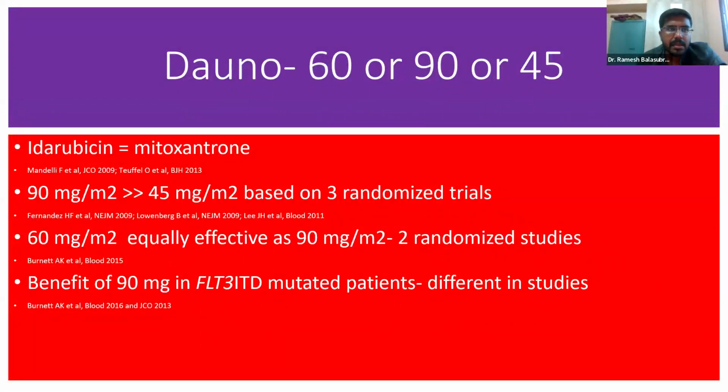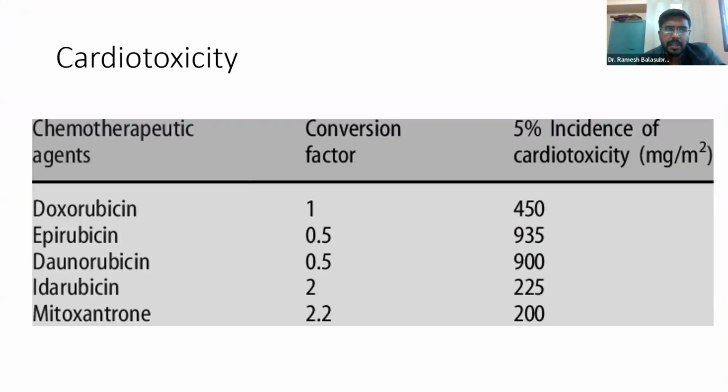Daunorubicin is an anthracycline. So what dosage do we have to use and which one to use? 60 milligram or 90 or 45 milligram per meter square. There are many randomized controlled trials. If you compare 90 and 45, 90 has shown superior results. And 60 milligram is equally effective as 90. So it's better we use 60 milligram per meter square, so the toxicity is lesser. And the benefit of 90 milligram is variable. It's different in different studies. And any anthracycline can be used, not necessarily daunorubicin. You can use idarubicin or mitoxantrone also, but take into consideration the cardiotoxicity and the cumulative dosage and how the conversion has to be made. So this is a table showing the conversion factor of doxorubicin, daunorubicin, epirubicin, idarubicin, and mitoxantrone, and the cumulative toxicity of the drug.